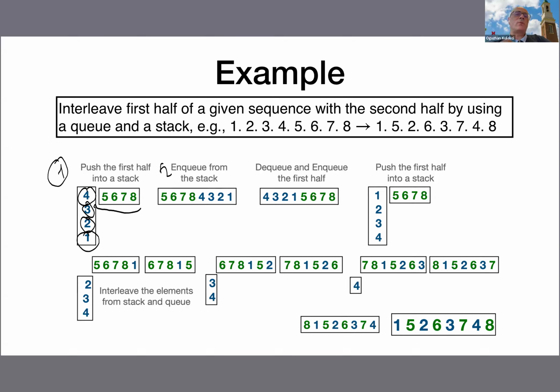And in the second step, we enqueue from the stack. So what it means, I will go and pop the first item from the stack, which is 4, and I will enqueue it to the queue. This is done. And then the next one is 3, so it comes here. The next one is 2, it comes here. And the next one is 1, it comes here.